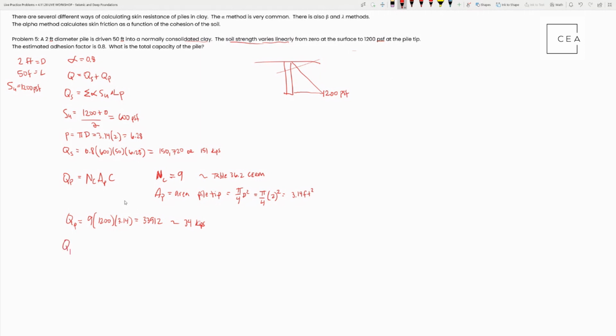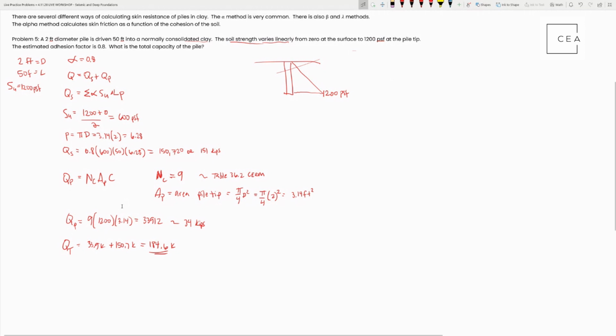So then your Q total is equal to, just add them up, right? So we had about 33.9 kips plus 150.7 kips, and that equals 184.6 kips. Check my math. All right, looks good. Yep, looks good.